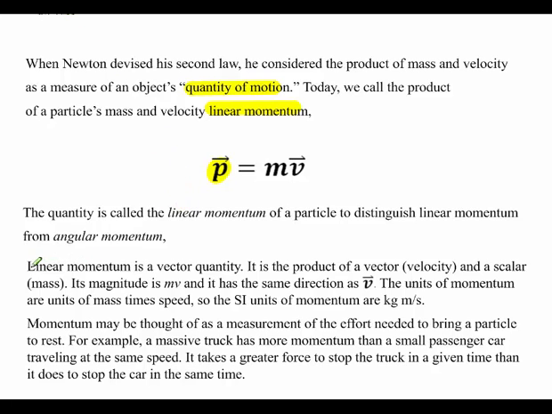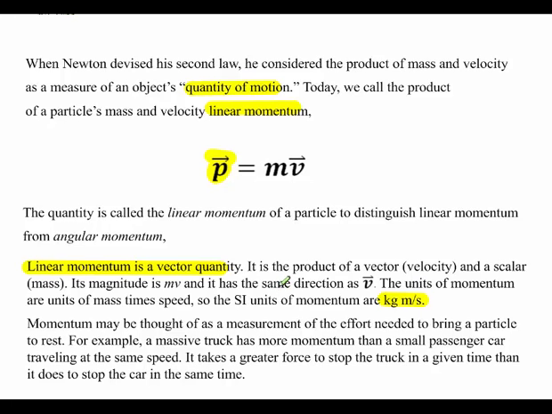Linear momentum is a vector quantity and is noted by the vector symbol here. Again, it's a product of just velocity and the scalar mass. The magnitude mv is in the same direction as the velocity, and the units of measure of momentum will be in kilograms times meters per second.